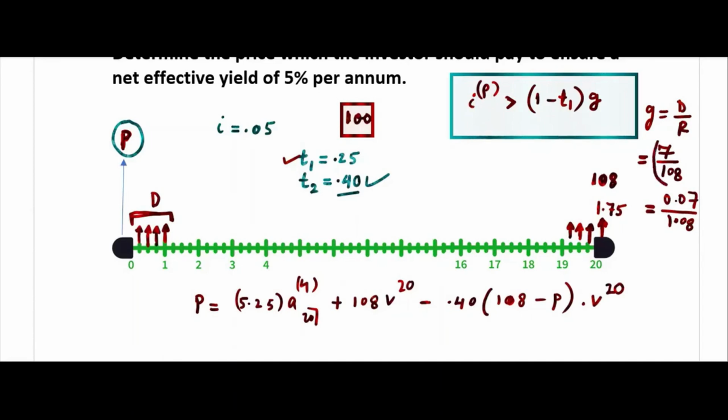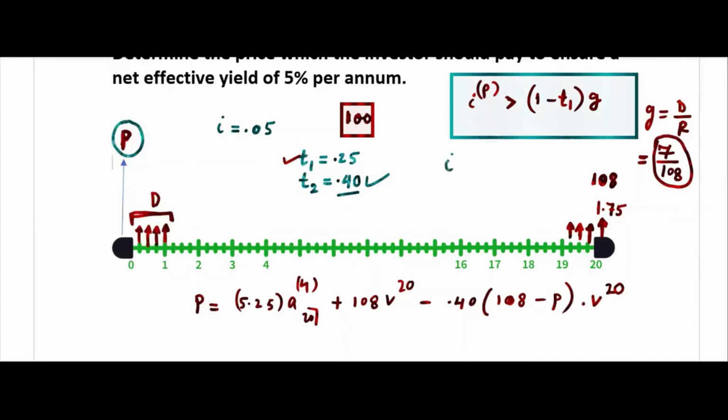Even if you write this way in the exam, the ratio is the same. And even if you want to take D for 1 year, R for 100 nominal, it doesn't matter. That is the symbol you are using. So in any case, you write all the time this way. It doesn't matter. Okay. Then 1 minus T1 you need to write, that is 0.75. So you have to multiply by 1 minus T1. Let me write here.